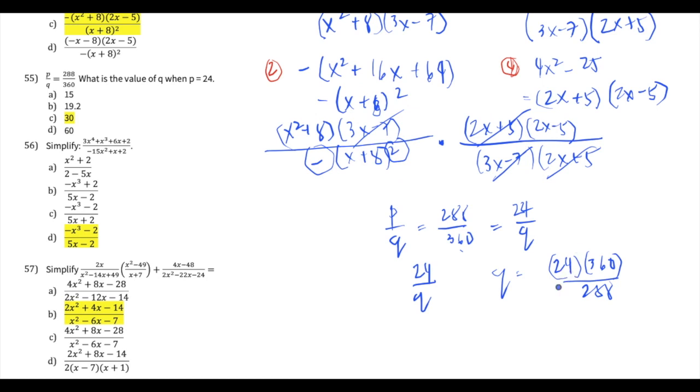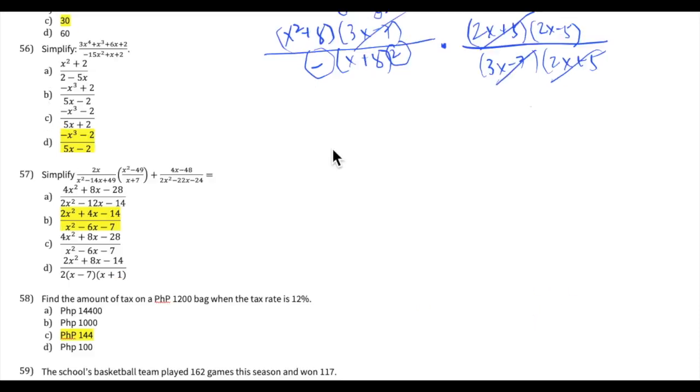Okay, so pareho silang divisible by 24. Okay, so ito ang may iwan would be 12. Divisible by 12 to 30. So, Q is equal to 30 or letter C. Now, for number 56, we have this one.